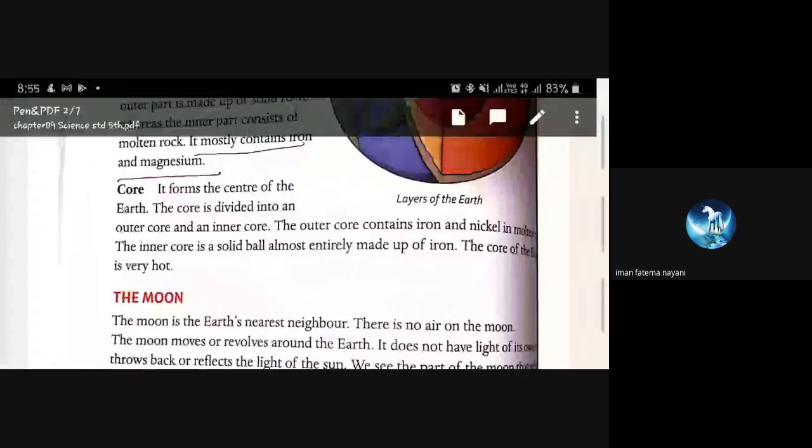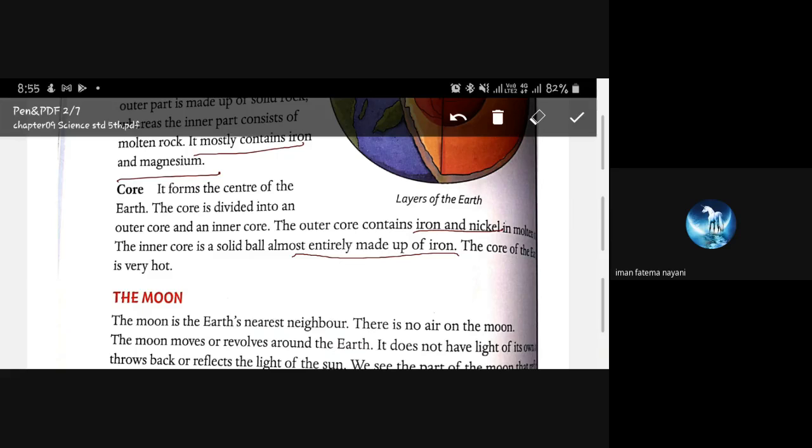Ma'am, there are two types of core, no? Inner core and outer core. Yes, there are two types of core. It's divided into outer core and inner core. The outer core contains iron and nickel. And the inner core is a solid ball entirely made up of iron, because it is solid and it is the inner part, it has to be very strong. The base part has to be very strong, so it is entirely made up of iron. The core of the earth is very hot.